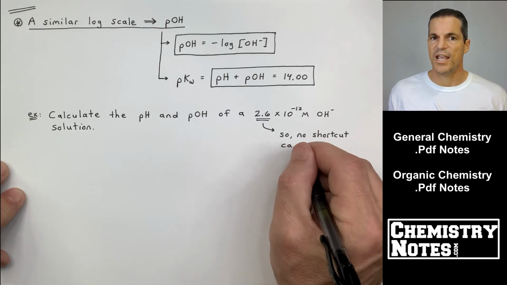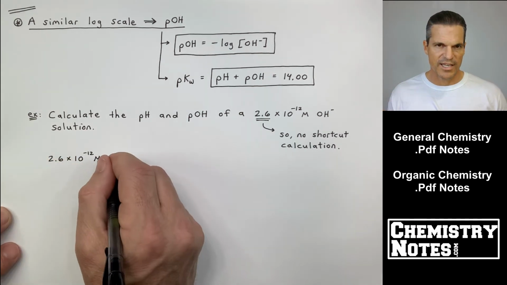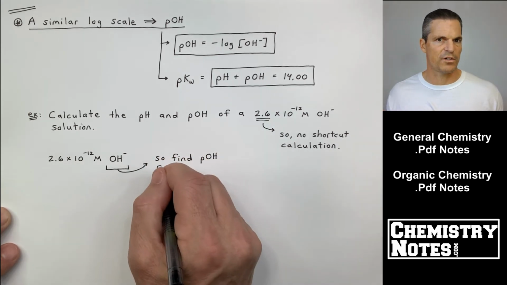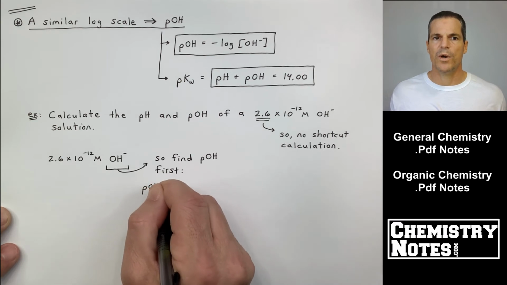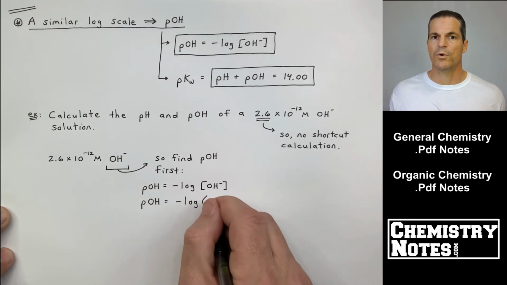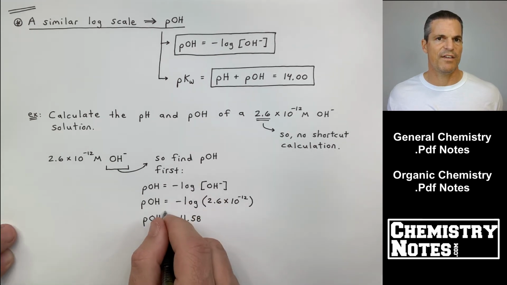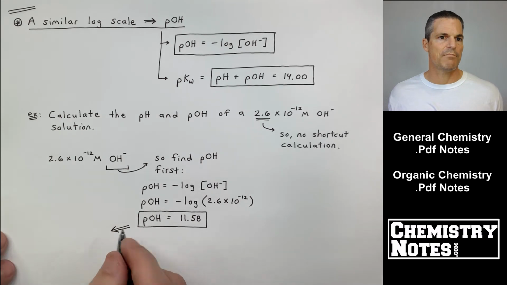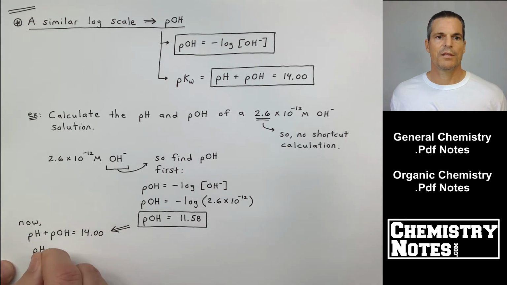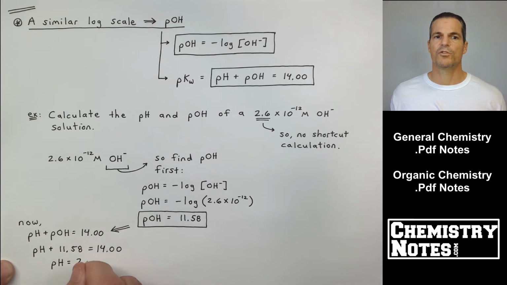Calculate both the pH and pOH of a 2.6 times 10 to the minus 12 molar OH minus solution. You notice they gave me the OH minus concentration. Because of that, let's work with the OH minus first. Let's find the pOH. So the pOH is minus the log of OH minus. The pOH is equal to minus the log of 2.6 times 10 to the minus 12. If you do that in your calculator, you get a pOH of 11.58. Well, if I can remember that my pH plus my pOH must always equal 14.00, then I just have to subtract 11.58 from 14, and I get a pH of 2.42.